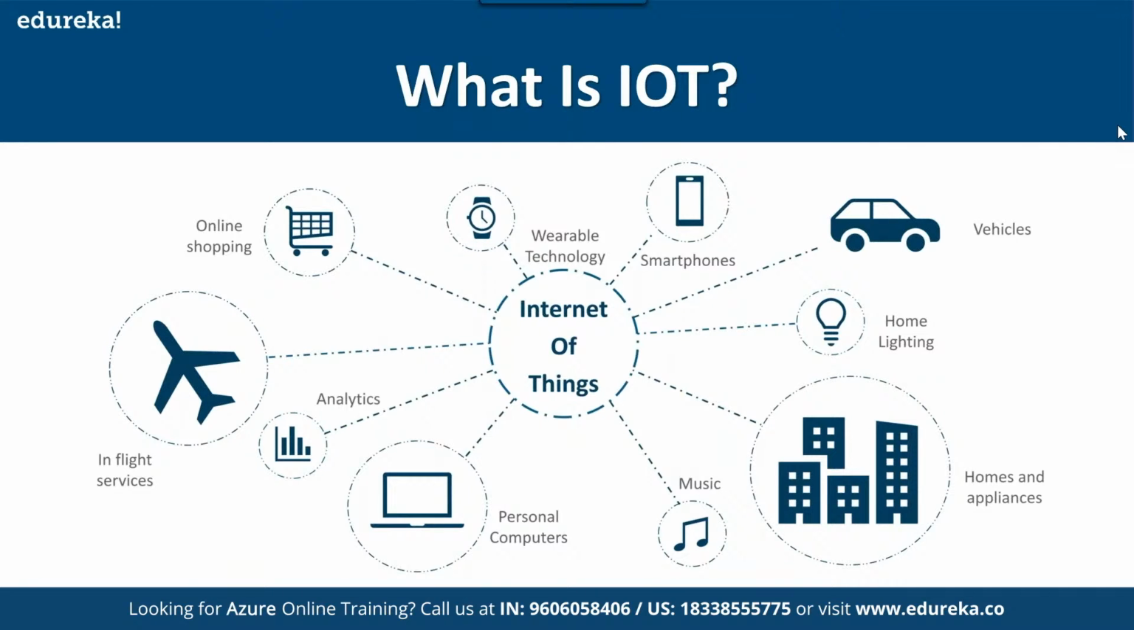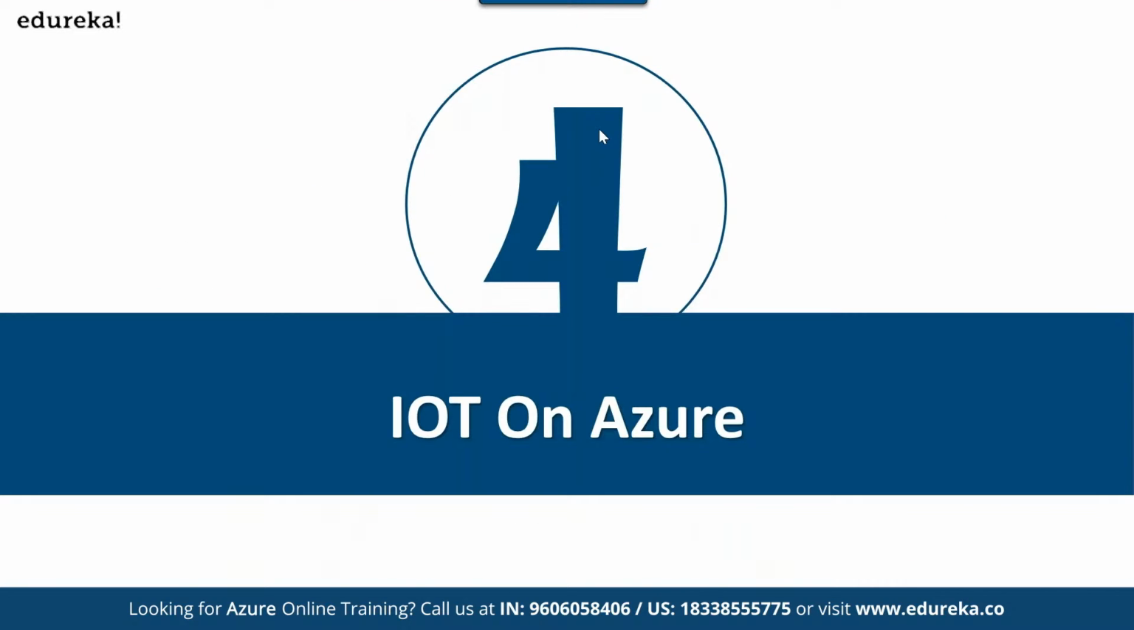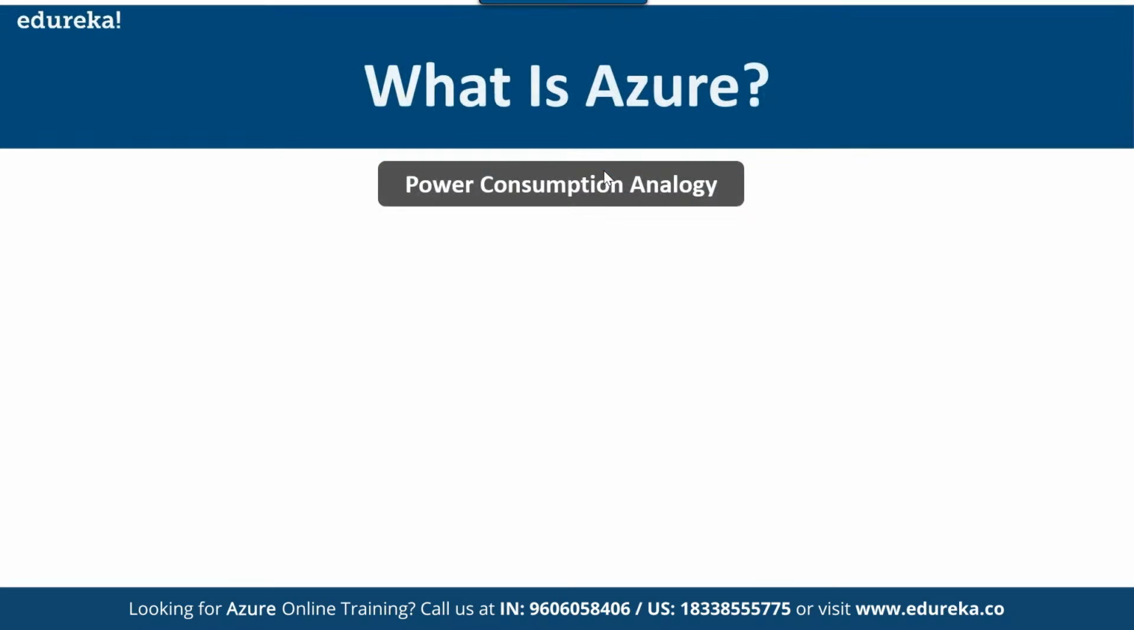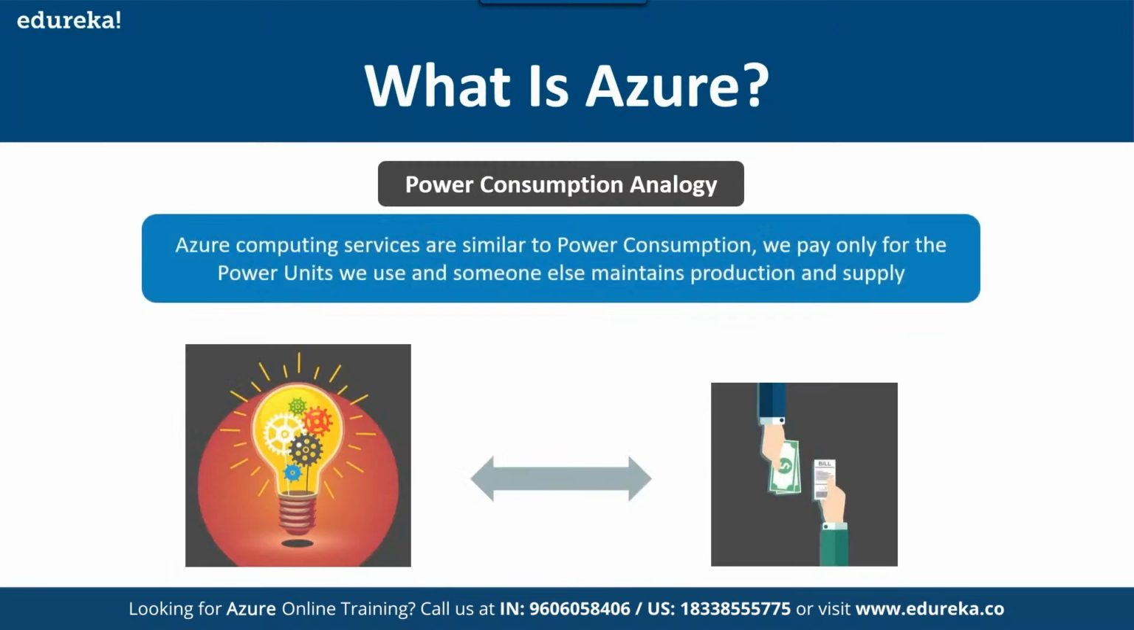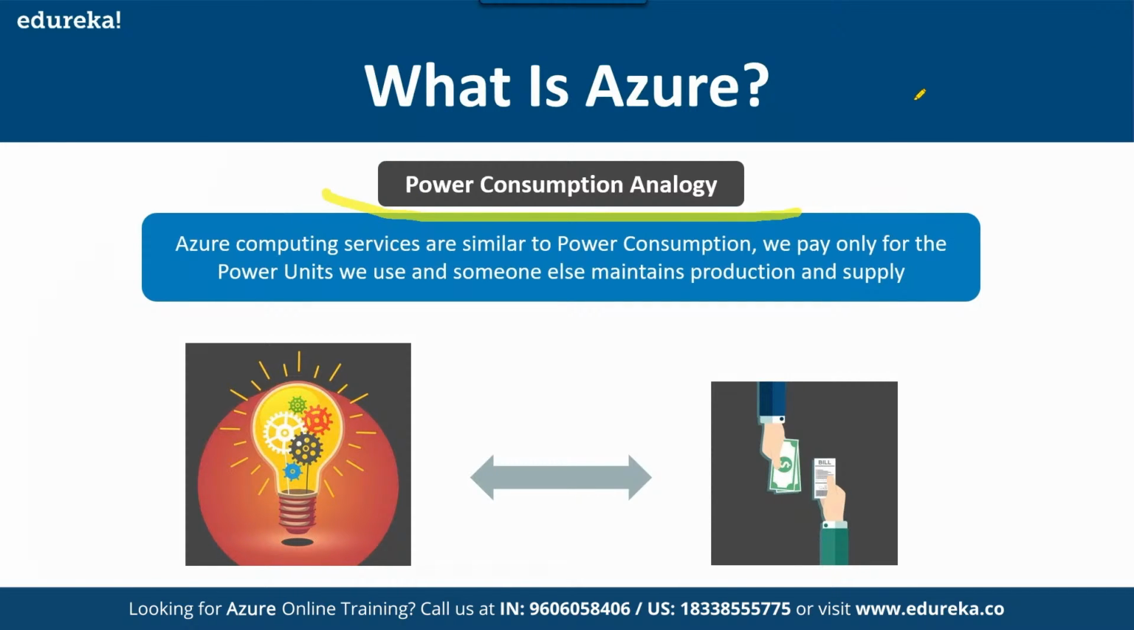Okay. Now I hope you have a fair and thorough understanding of cloud computing, Azure, the components, and IoT. Now let's head towards the major thing, which is IoT and Azure. So what exactly is IoT in Azure? Now you have a fair idea about IoT and Azure. The very common analogy behind Azure is the power consumption analogy, like you can see here. It basically means pay as you go.